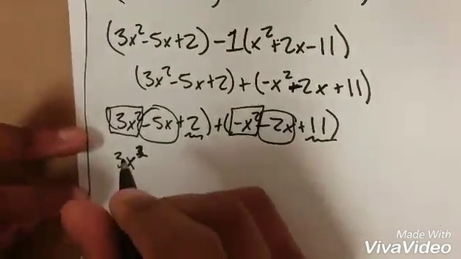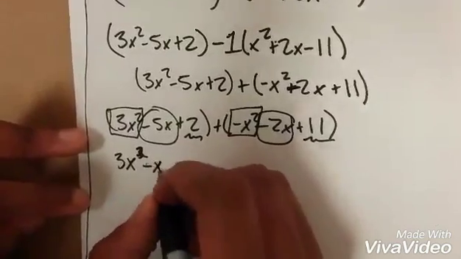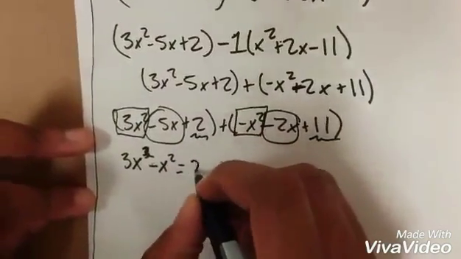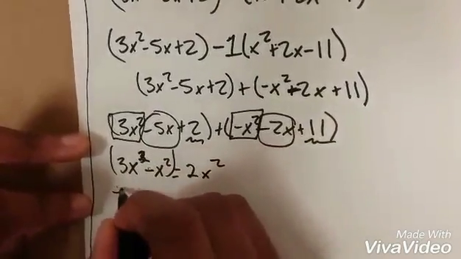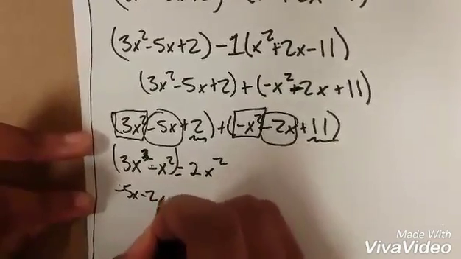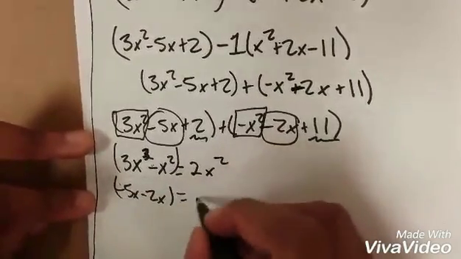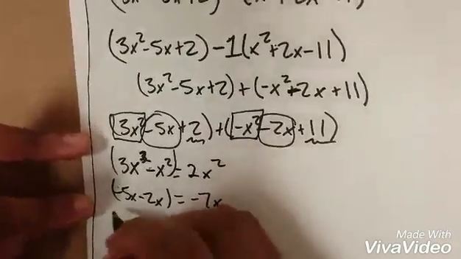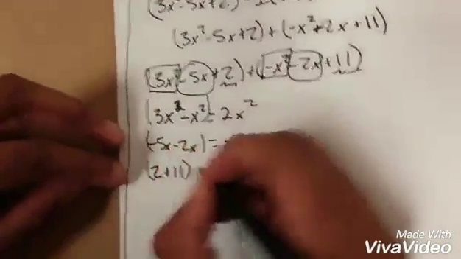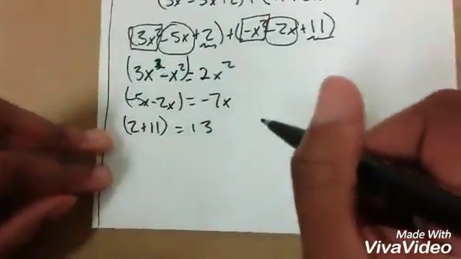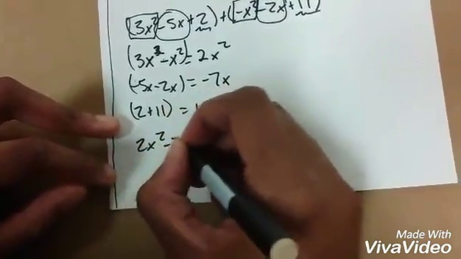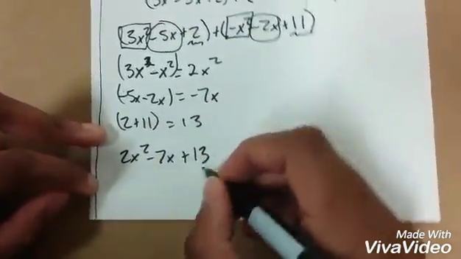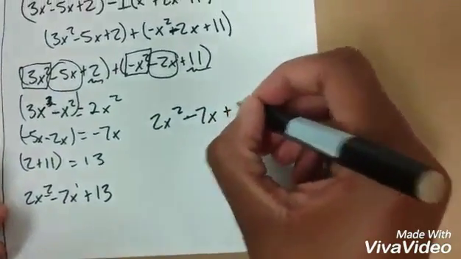3x squared minus x squared equals 2x squared. Then -5x minus 2x equals -7x. 2 plus 11 equals 13. Now we put it all together. And that is your difference.